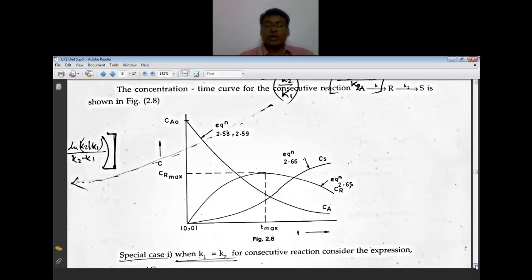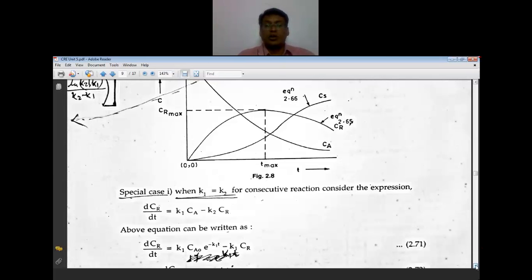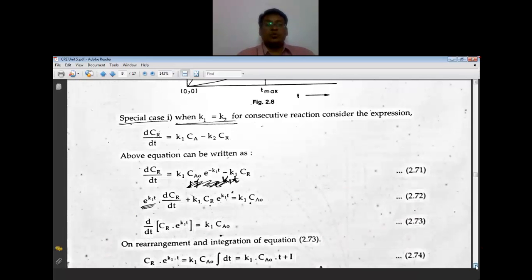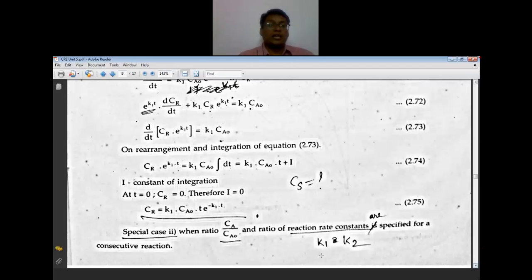Now consider our two cases. When k1 equals k2 for a consecutive reaction, that is dCr upon dt equal to k1 Ca minus k2 Cr. So k2 is equal to k1. I have substituted that, k1 Ca0 e raised to minus k1 t. Let's simplify. I will get d upon dt of Cr e raised to minus k1 t, which is equal to k1 Ca0. Then calculating the integration factor, I will get the calculation of CR. CR is equal to k1 Ca0 t e raised to minus k1 t.